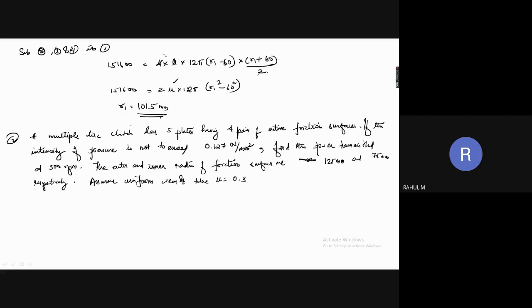So a multi-disc clutch having five plates having four pairs of active friction surfaces. If the intensity of pressure is not to exceed 0.127, find the power transmitted at 500 rpm. So you have to find the power transmitted. To find the power transmitted, first of all you will have to find the torque transmitted. The outer and inner radius of friction surfaces are 125 mm and 75 mm respectively. Assume uniform wear and take coefficient of friction as 0.3. Every data is given, you can directly solve the problem. That's it.